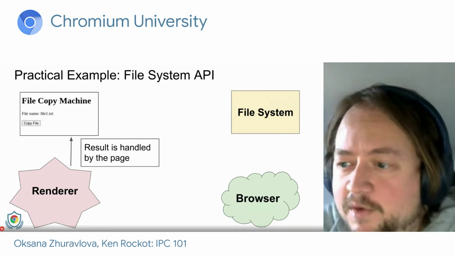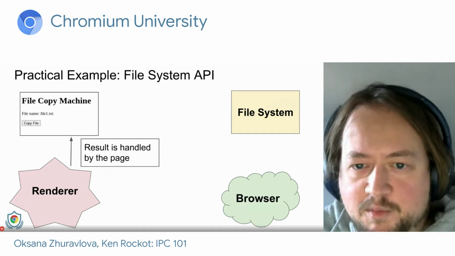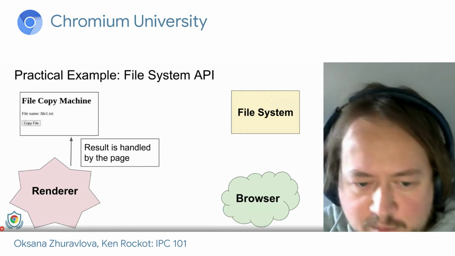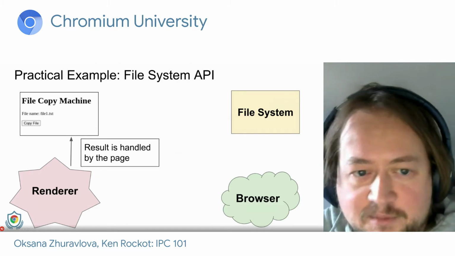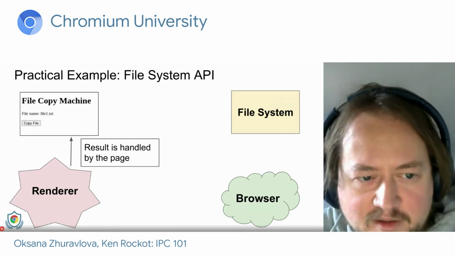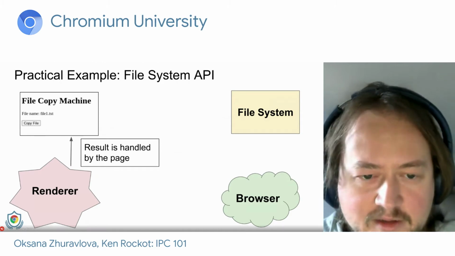And so this is really common for web APIs. You make a web API call, it turns into an IPC to the browser, a response eventually comes back, and this bubbles up to maybe an event, a DOM event, or a promise gets resolved or something like that. Really common. And this is just one example of it.